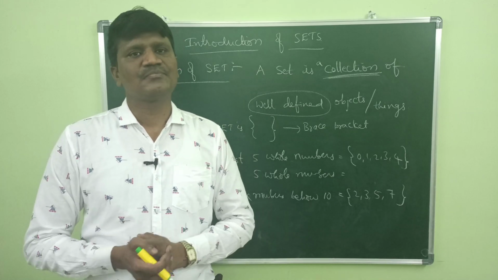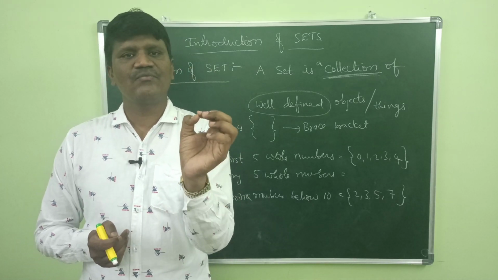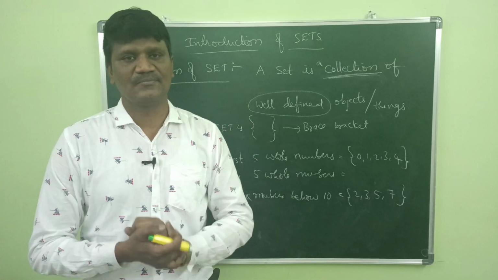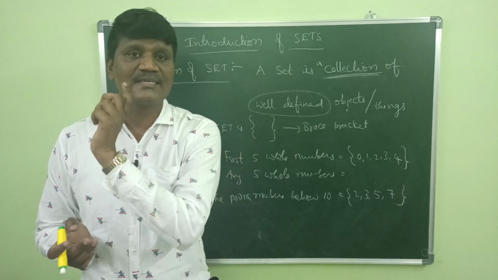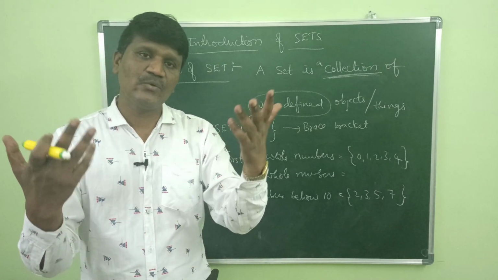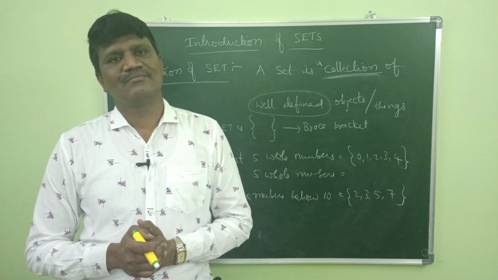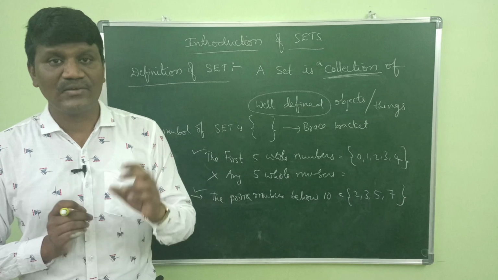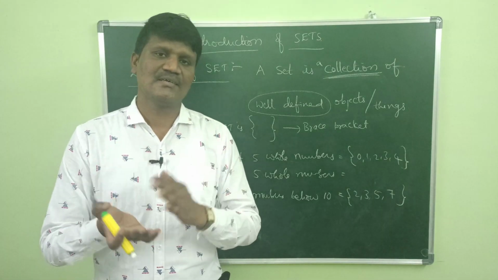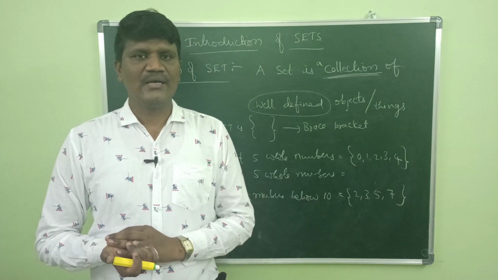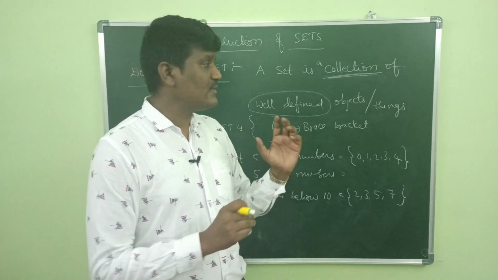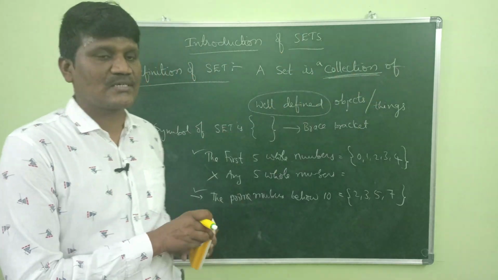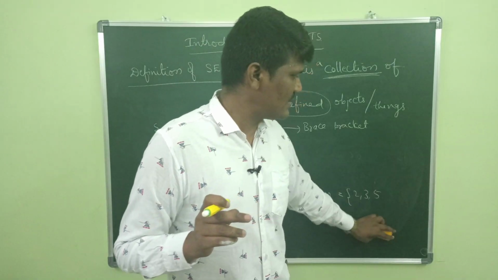Suppose my question is the set of top 10 colleges or top 10 universities in India. But how do we decide the top 10 universities? We cannot define it. So it is also not well defined, and in fact it is not a set. Okay, so this is the introduction of sets. A set is a collection of well defined objects. So now you understand what is well defined, right?